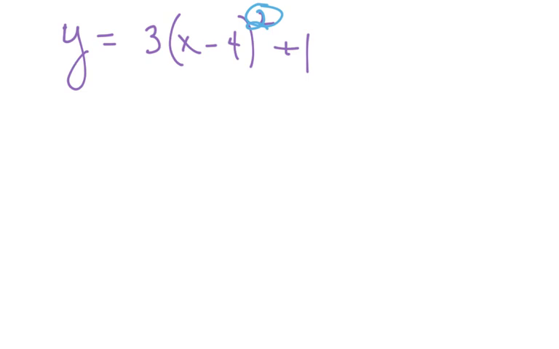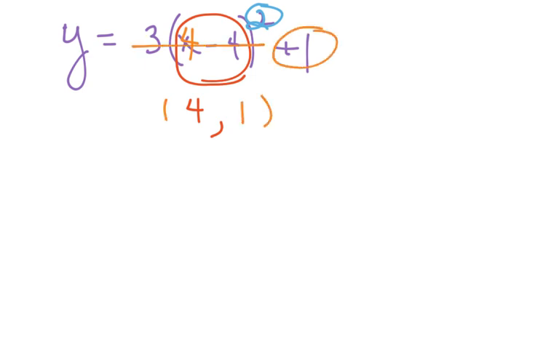So it's what makes the inside 0. Always think about these things as what makes that inside 0 anytime you have it in this format. And so 4 makes that 0. And if I were to plug in 4 into this, I'd get 4 minus 4, which is 0. That wipes that out, and you're left with 1. Hence why that's the format. So 4, 1 is my vertex. So 4, 1.